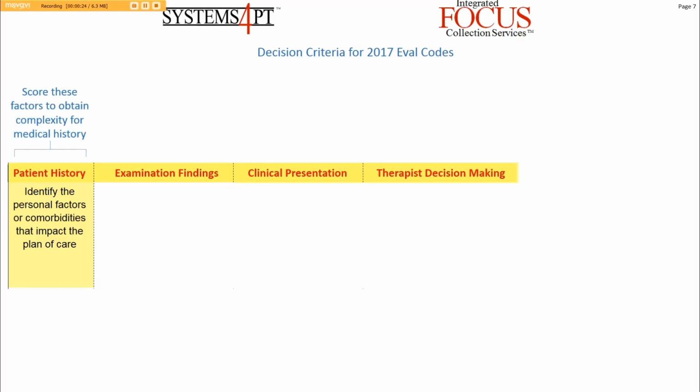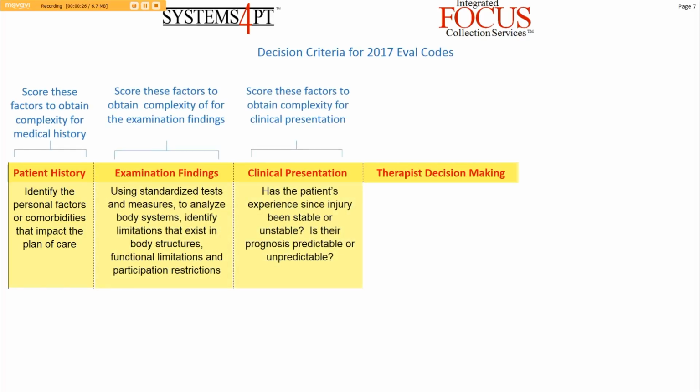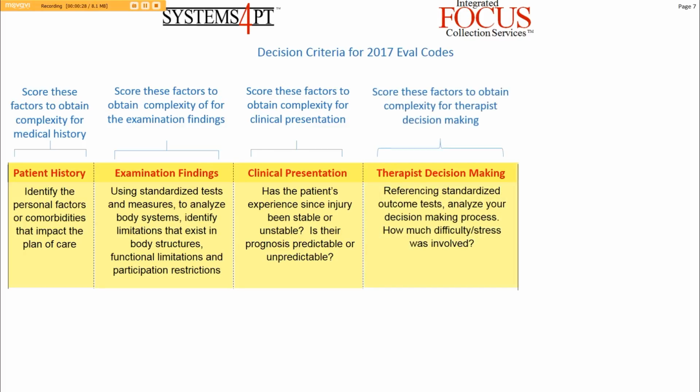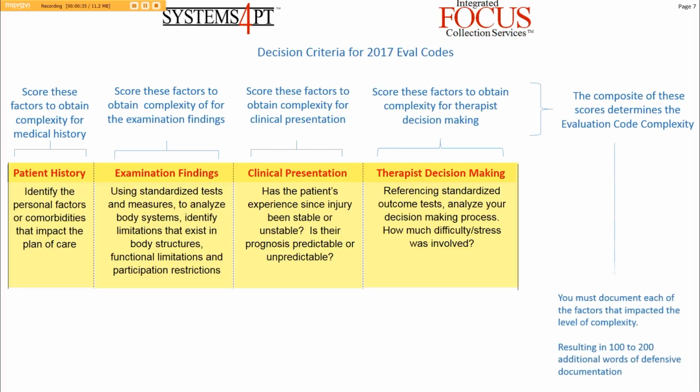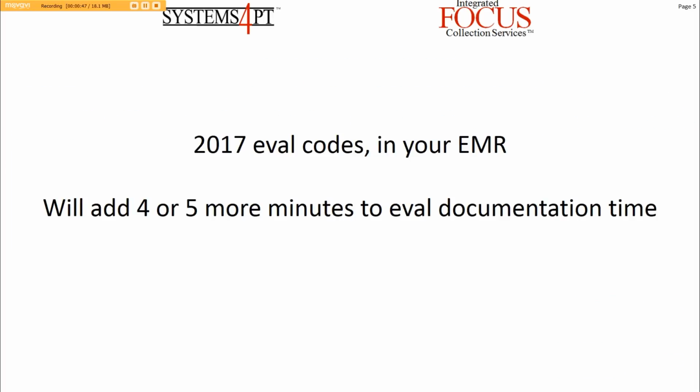You'll do the same for your exam findings, clinical presentation, and decision-making process. Finally, develop a composite of these separate scores to determine the Eval Code complexity, and then defend each of the factors that you discovered. Another 100 or 200 words of documentation. Well, my EMR said they have this covered. But their workflow is going to add 4 or 5 minutes to your documentation time. I don't have any choice. I have to follow the rules.